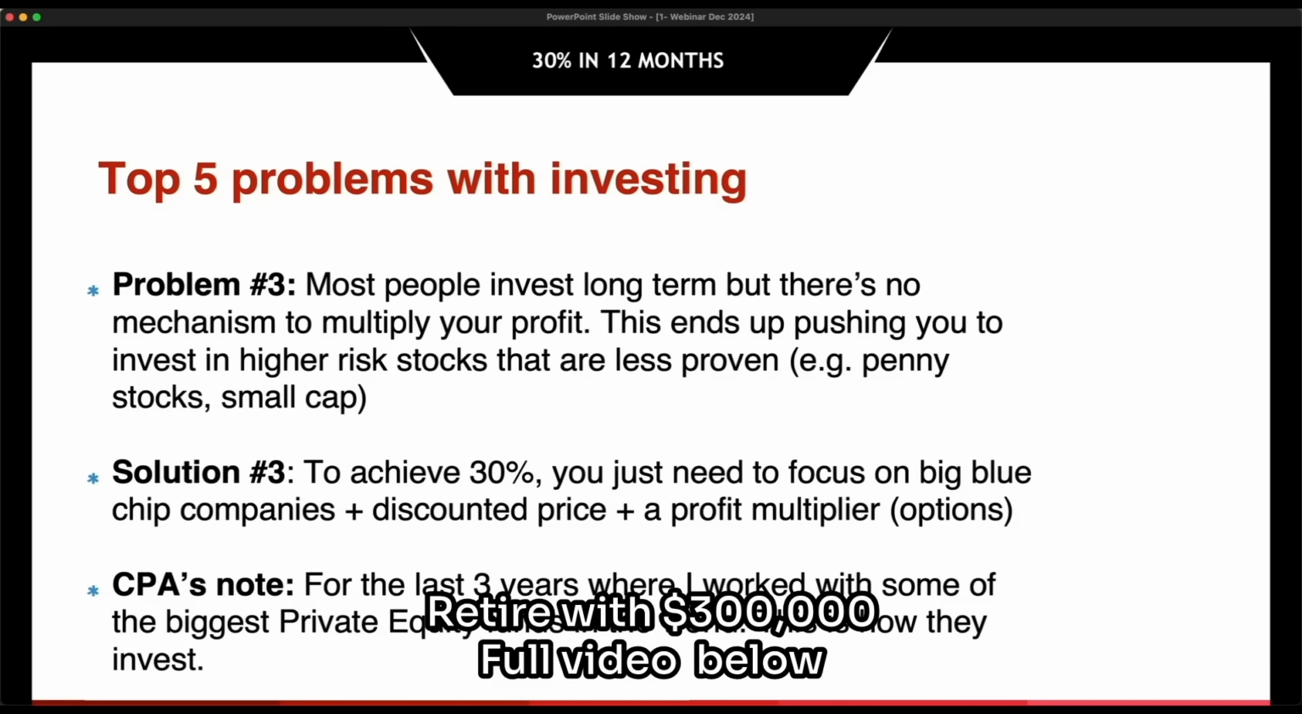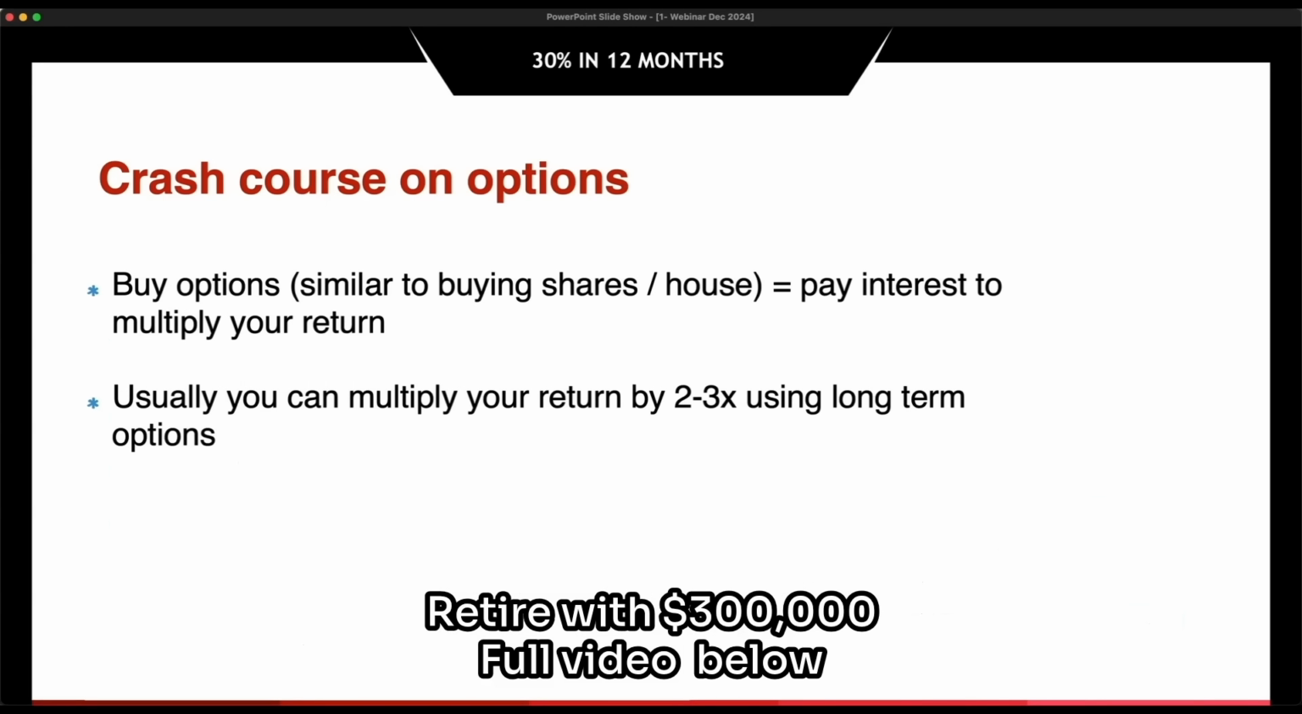So for the last 3 years, I worked with some of the biggest private equity funds in the world, and this is how they invest. They look for big companies at a relatively good discount, and they use leverage on it. I'll give you a quick crash course on options.